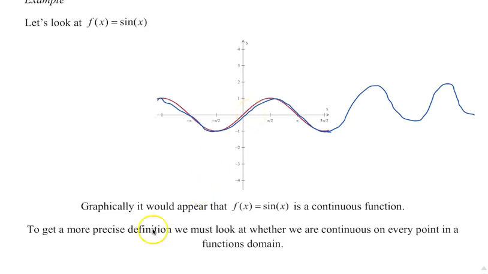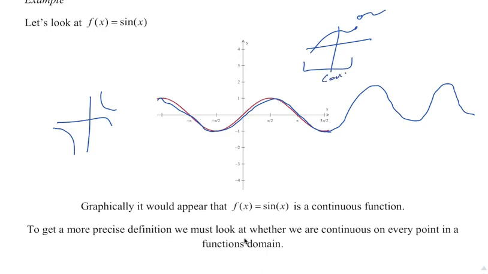But to get a more precise definition, we want to look at whether it's continuous at every point of the function. This graph is continuous at every point, but not all graphs are. If we look at a rational function, it's continuous all the way until we get to the hole here. If we look at a function that has a break in it, a piecewise function maybe, this part is continuous. This part's continuous. But right here, whatever point that is, it's not continuous. So we've got to talk about how to find continuity at every point of a function, or continuity at a point.